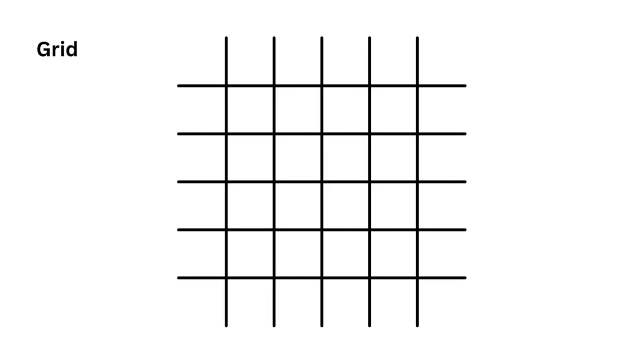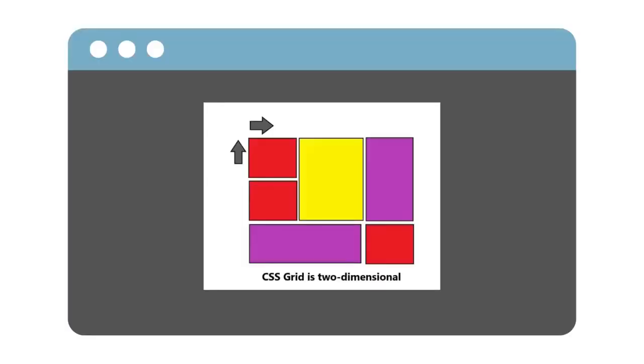When the word grid is mentioned, one may visualize intersecting lines forming squares or rectangles. However, in web development, CSS grids refer to two-dimensional design layouts that are responsive and adaptable to varying browsers. They offer an alternative to other layout options such as flexboxes and tables, particularly for larger-scale designs.